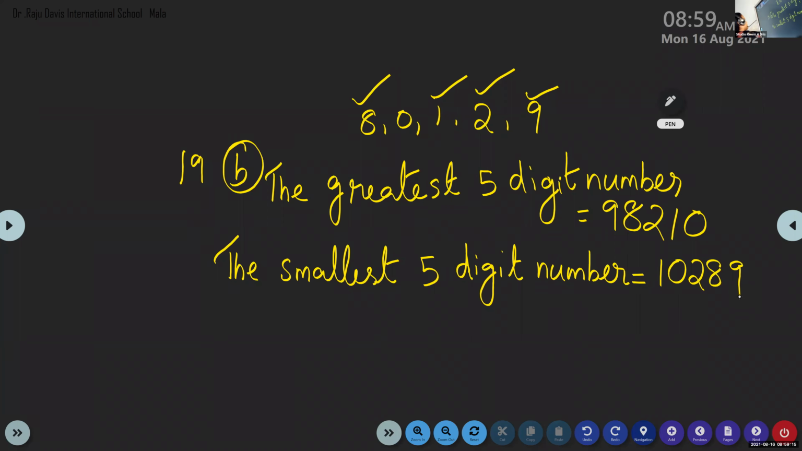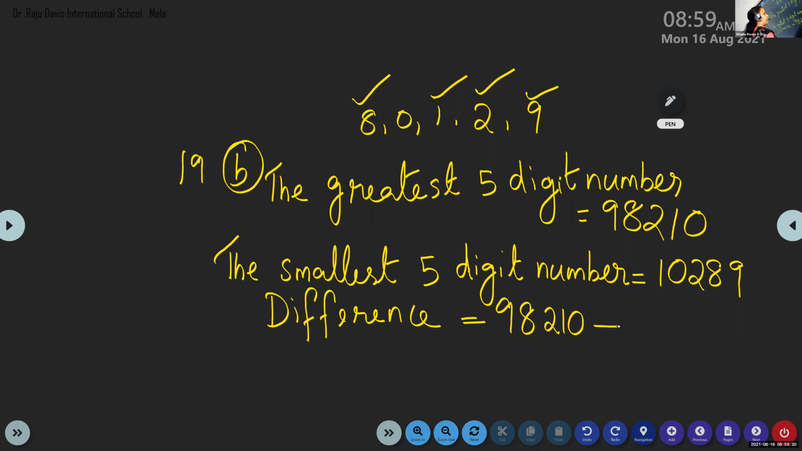Now children, find out the difference. Those who finish, please wait. I want all of you to do alone. Difference. Which is the greatest number? 98,210. Then you have to do minus with 10,289. Find out the answer. After 1 minute, we will discuss the answer.